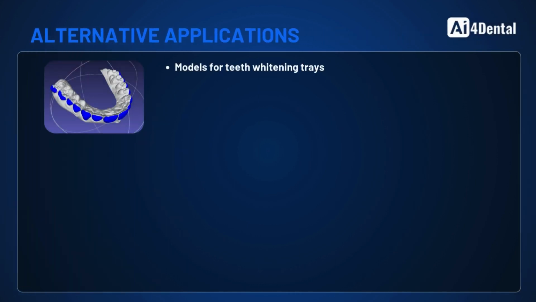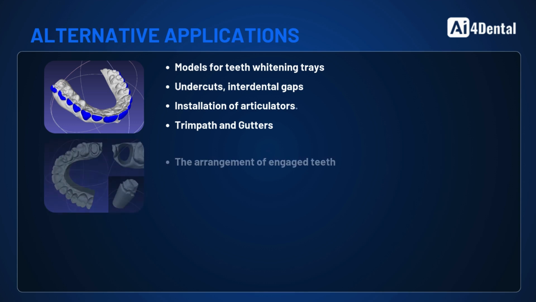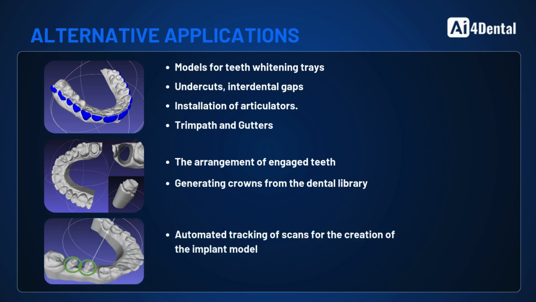These technologies have numerous applications, including creating whitening trays with customized cups, generating undercuts, filling interdental spaces, or automatically placing articulators. They also allow for direct generation of printable aligners and laser cutting paths. AI segmentation unlocks many orthodontic applications, such as working with worked teeth or generating crowns adapted to the local anatomy. For example, AI can identify scan bodies to generate implant models without manual CAD steps, a major innovation.